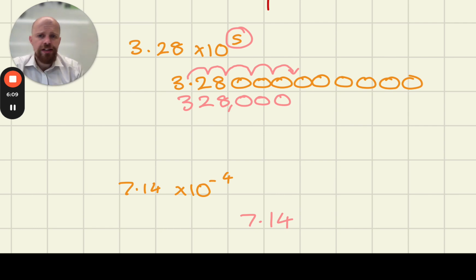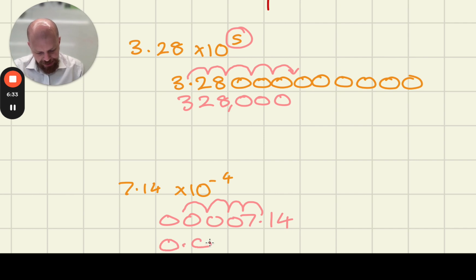Let's do the same thing for the next one, 7.14. Now, I don't need the zeros on the right-hand side because I've got a minus 4 as the power. That means it's getting smaller. So I need to put all the zeros here instead. But you can see, actually, this doesn't make any difference either. I've still got 7.14. Wherever you put the zeros, it doesn't make any difference to the number. We're going to move it 4 times to the left. So I'm going to go 1, 2, 3, 4. And my decimal point will be there, 0.000714. And that's how you deal with standard form, both in large and small numbers, and also converting standard form to ordinary numbers.